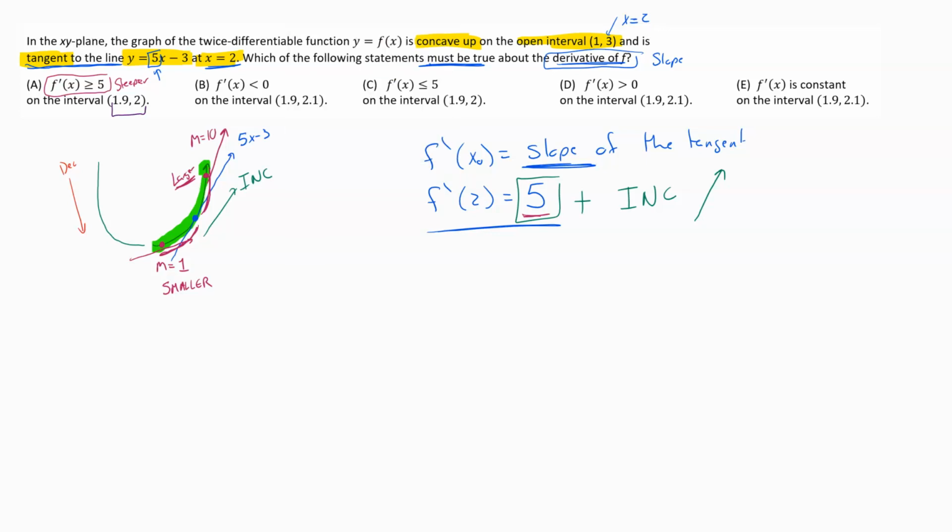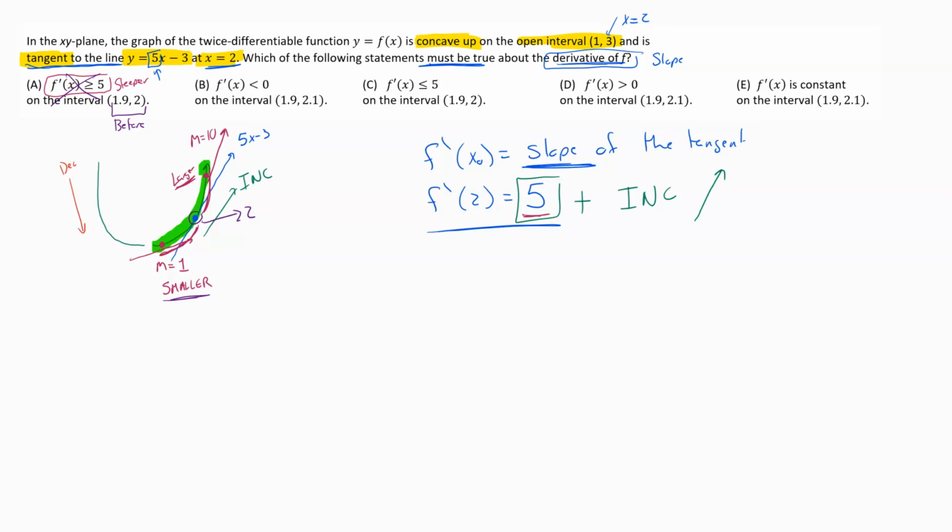So 1.9 to 2, that's going to be back here. This is happening at 2. And so the section that's before that, before 2, would be the section that we said had to be smaller or flatter, and that's not what's going on there, so that's not the right answer.